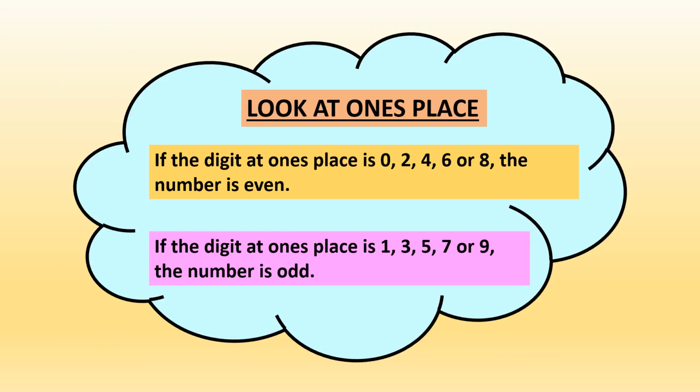There is another way to figure out whether a 2 or 3-digit number is an even number or an odd number. For that, we need to look at the ones place. If the digit at ones place is 0, 2, 4, 6 or 8, the number is even. And if the digit at ones place is 1, 3, 5, 7 or 9, the number is odd.